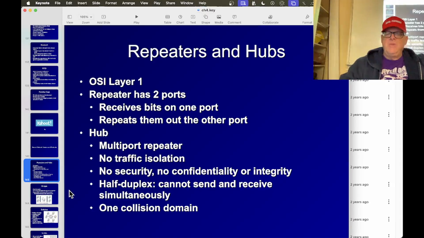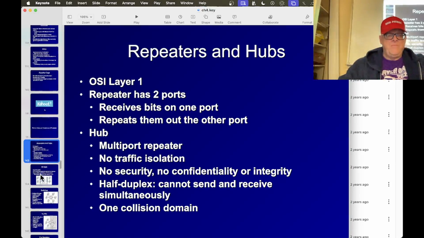A hub is a multi-port repeater. Everything that comes in on every port in the hub is just repeated out every other port. It doesn't interpret the signal at all. It just repeats it out the other ports, doesn't read addresses or make any decisions about it. And it cannot send and receive simultaneously. This creates a collision domain. If two devices try to send at the same time, the electrical signals collide and create invalid data.